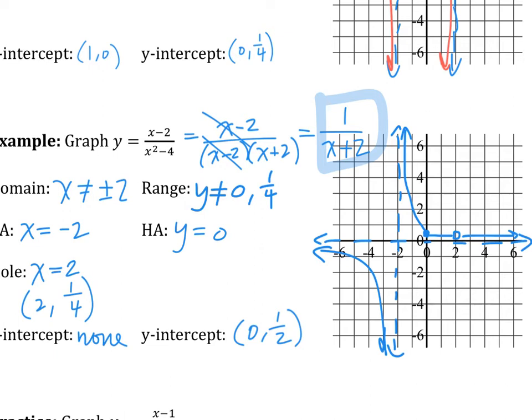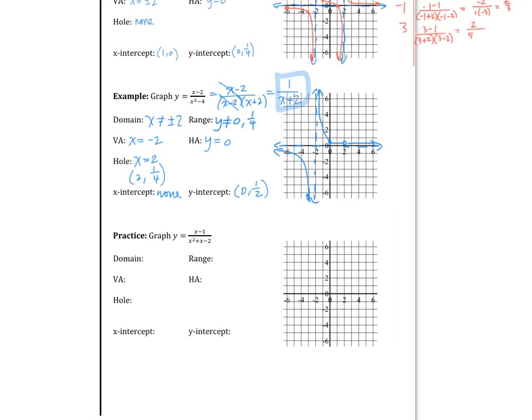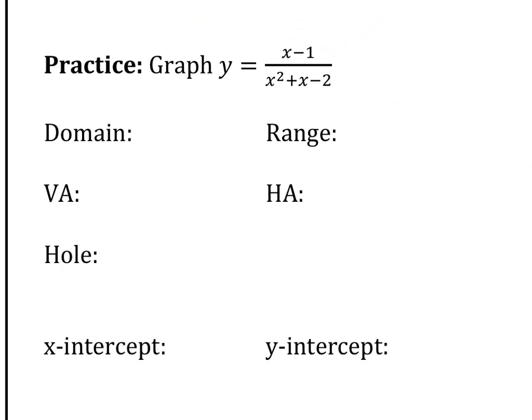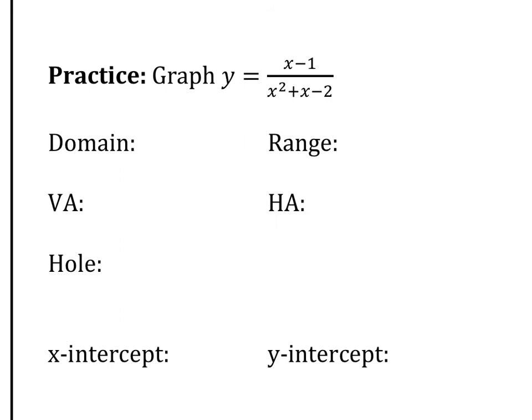Are you guys okay so far? This is pretty tricky. Let me find another one that has a hole for you guys to do. Let's skip to the next. Okay, this one. What's the first thing we do? Factor. x minus 1 over x plus 2, x minus 1.